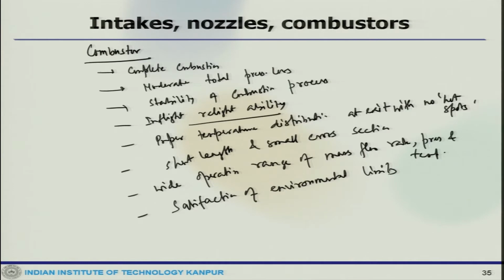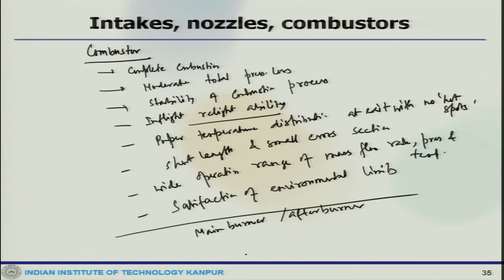So for types of combustion chamber, there could be a main burner or an afterburner, or there could be subsonic or supersonic types depending on the speed of the airflow, or direct or reverse flow. Now the subsonic combustion chamber may be further classified into three different types: multi-can, turbo-cannular and annular ones.